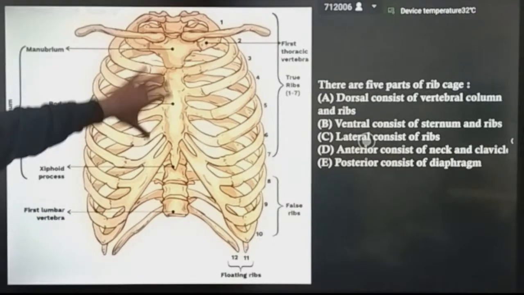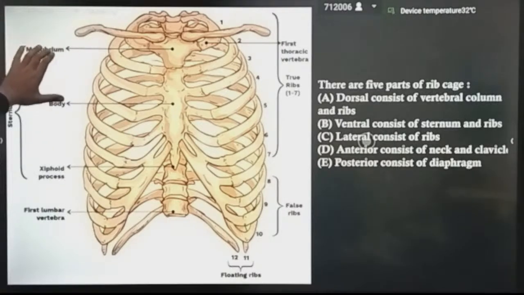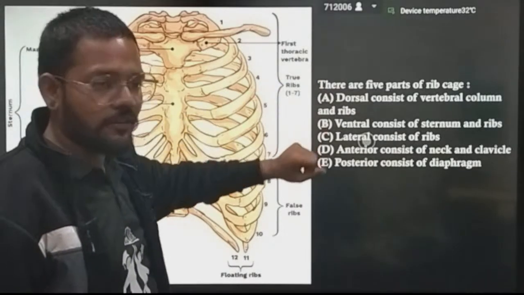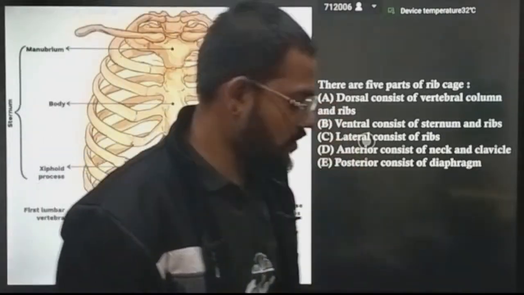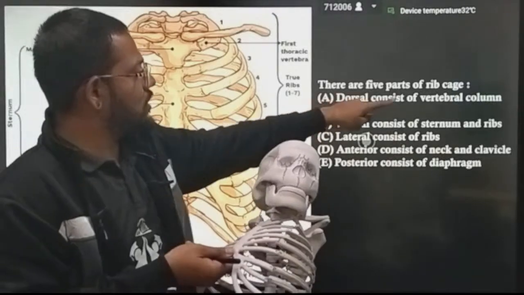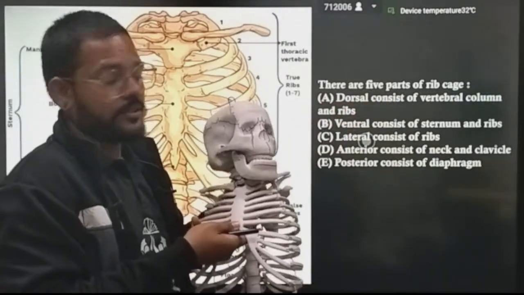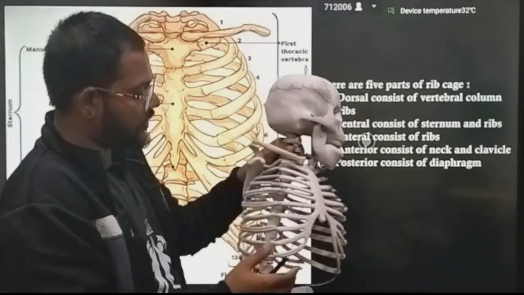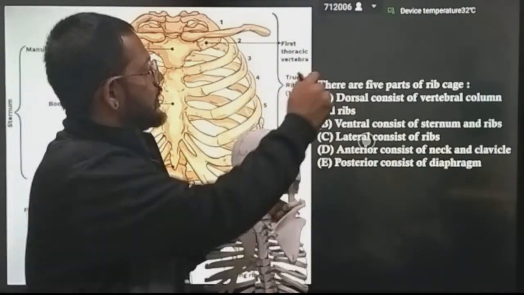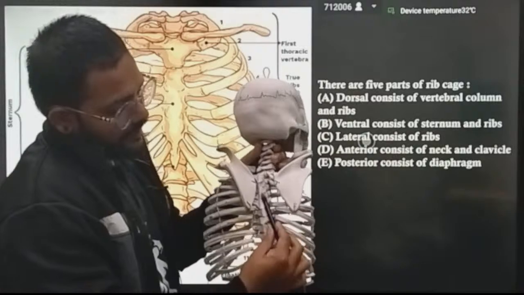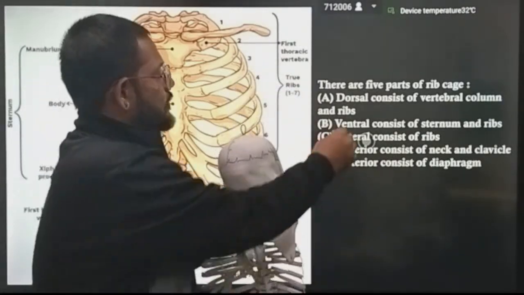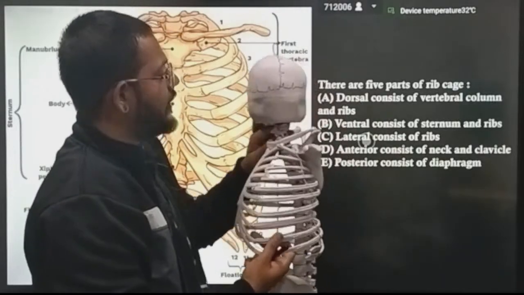This is the part of your sternum. 3 parts are there: manubrium, body and xiphoid process. And these are the 5 parts of your rib cage. Dorsally it consists of the vertebral column and ribs, you can see in this skeleton also. Dorsally means this part. Dorsally it consists of the vertebral column and ribs, part of the ribs are also there dorsally. Ventrally it consists of the sternum and ribs.